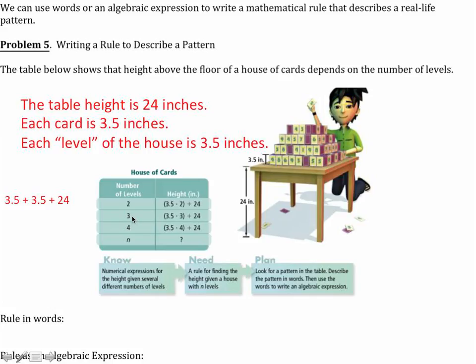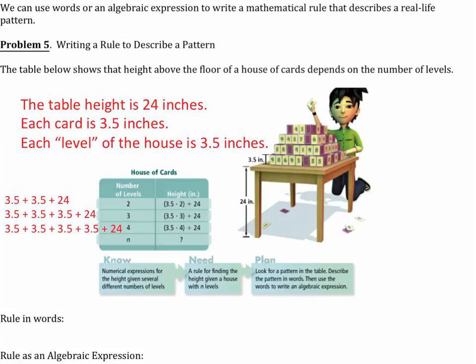When I get another level on there, now I have 3.5 plus another 3.5 plus another 3.5 for that third level, plus the height of the table. That's the same as 3.5 times 3 plus 24. The same follows true for level 4. There are 4 of these 3.5s, so an easy way to write that would be 4 times 3.5 plus the original 24 for the table. So hopefully what you can see from this table is that each time I add another level, I'm just going to add another 3.5 on there.